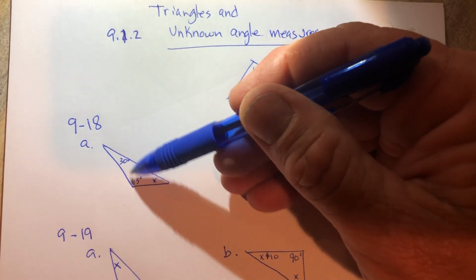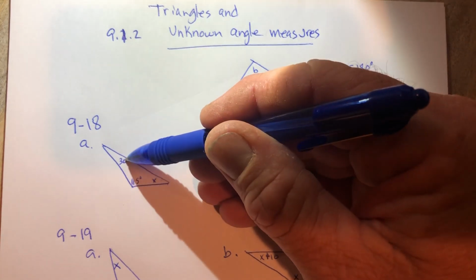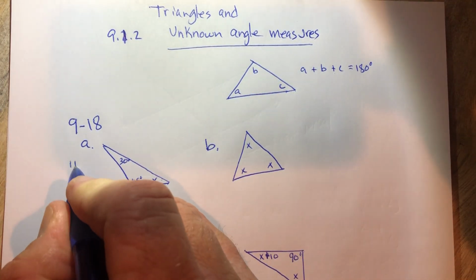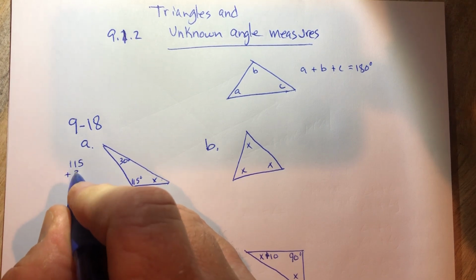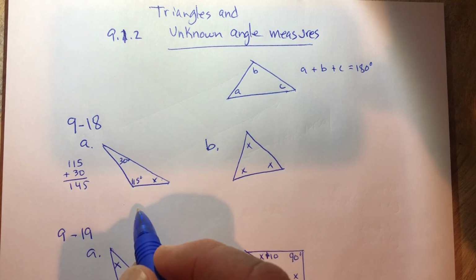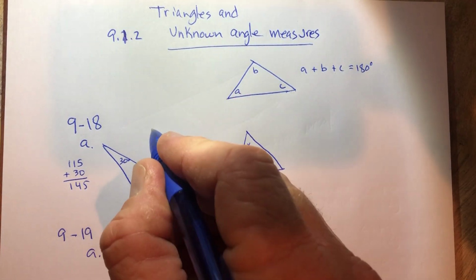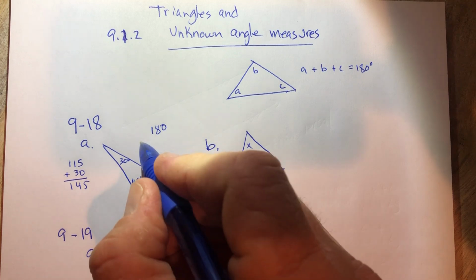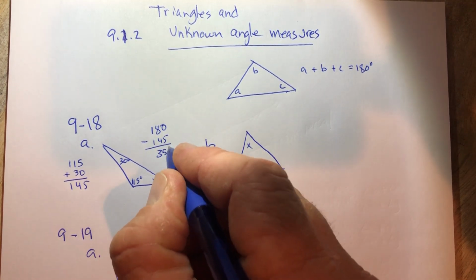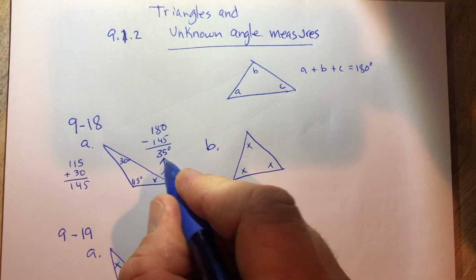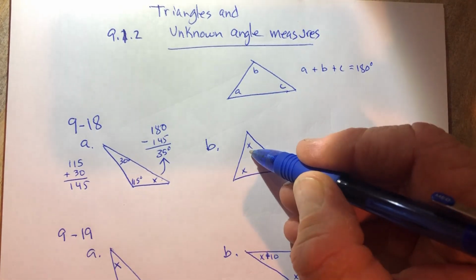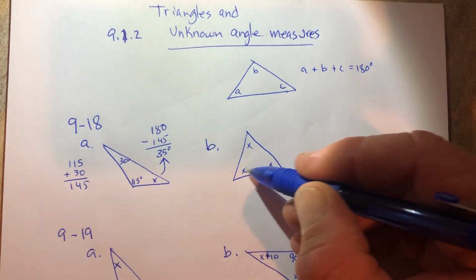Okay, to find x, we're going to add these two up and subtract from 180. So 115 and 30 is 145. So let's write that out. 115 plus 30 is 145. Then we take those two and subtract from 180 to find x. So 180 minus 145 is 35 degrees. So that's how much x is. X is 35 degrees.